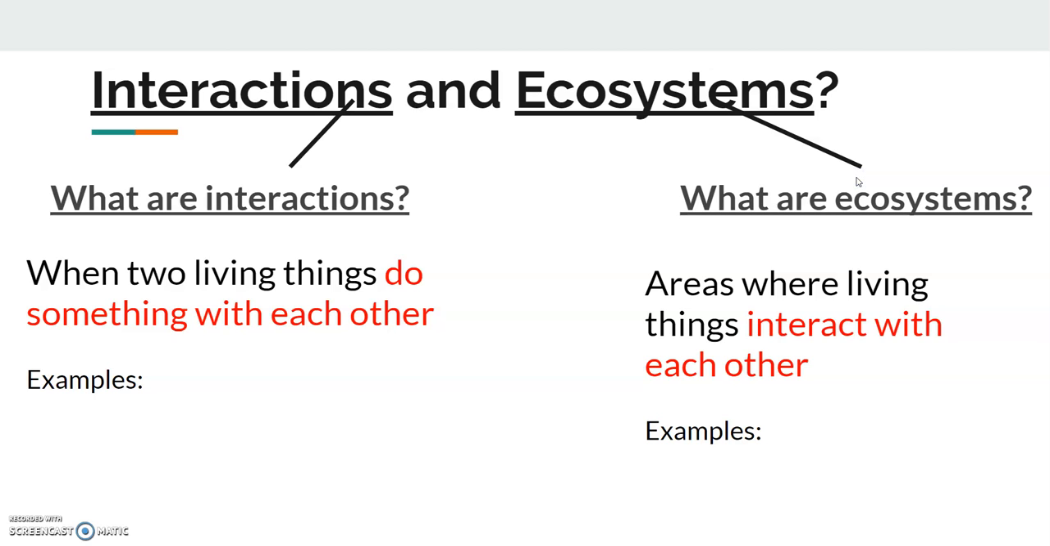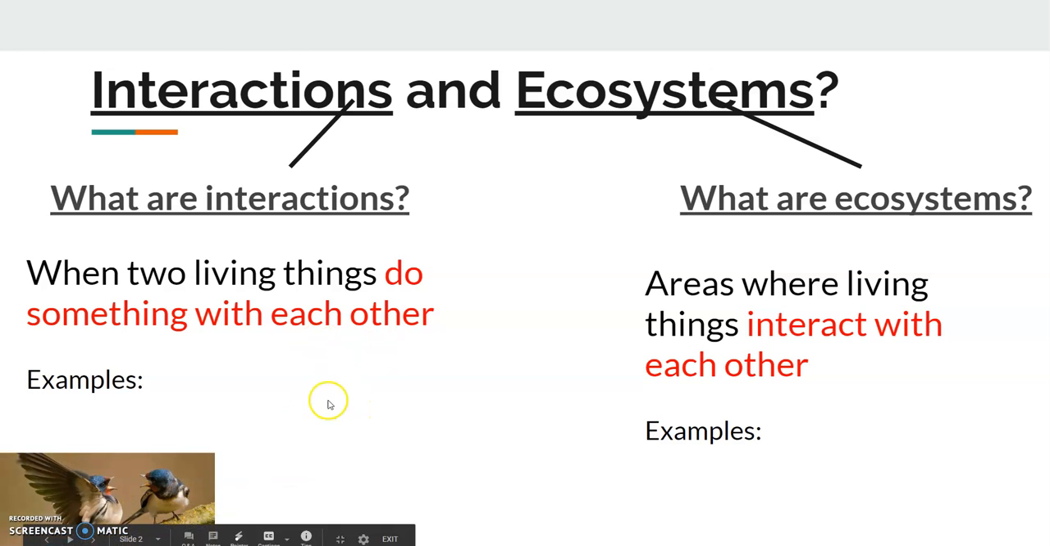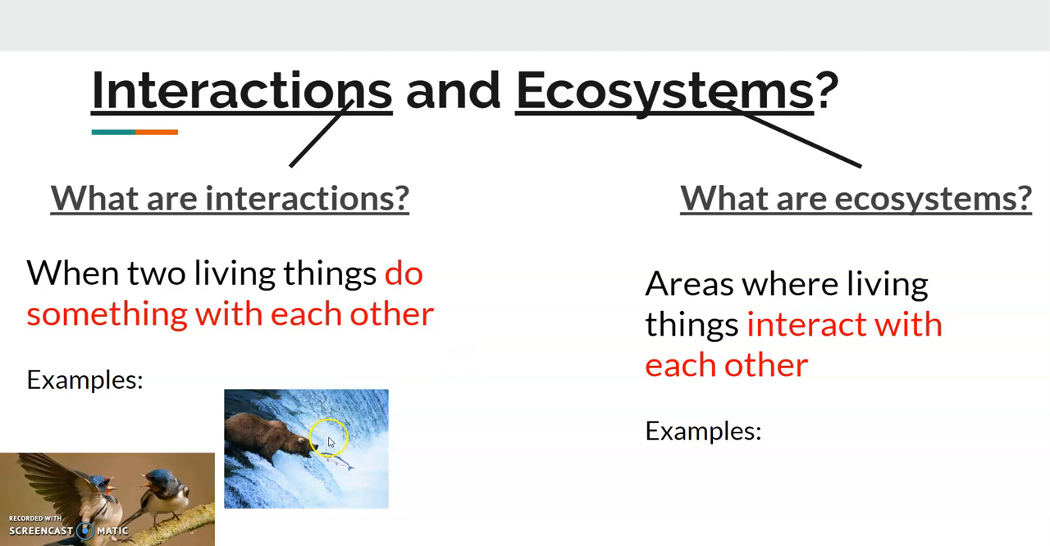So what's an interaction? An interaction is when two living things do something with each other. An example, birds yelling at each other. Or a bear eating a fish. It could be just about anything, though. It could be if I have my pet cat yelling at me for food because it is hungry and depends on me to be fed.